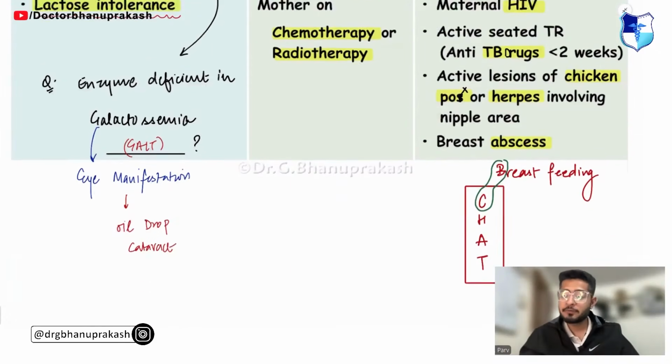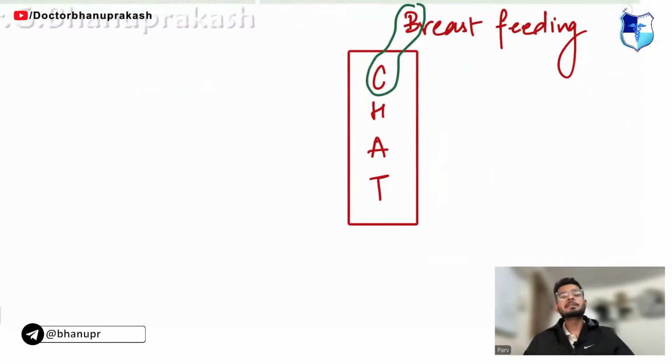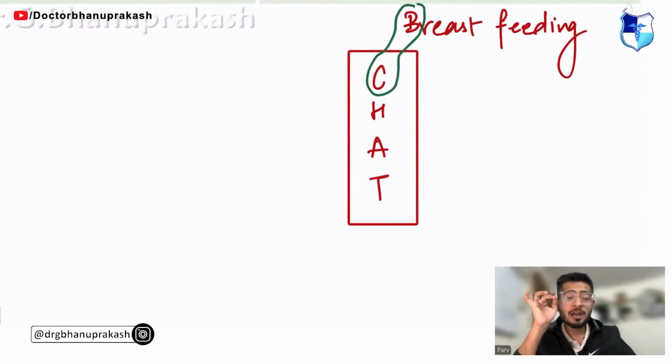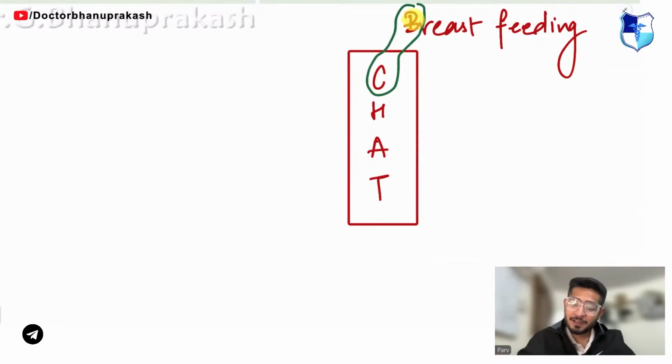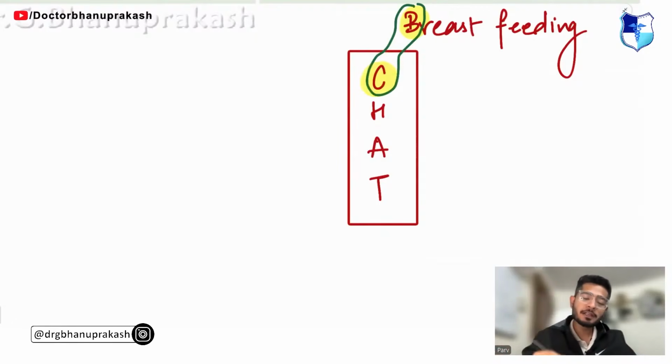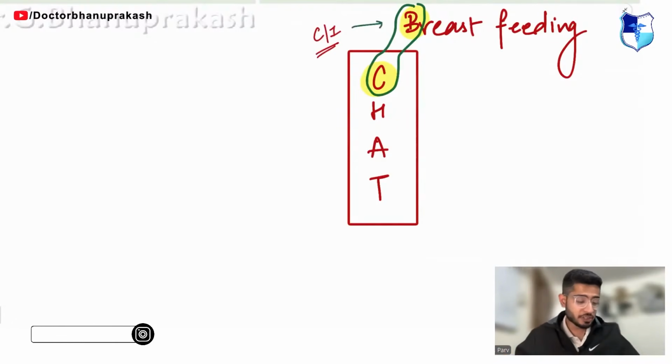But what are the relative contraindications? Please understand that breastfeeding, a mother should be advised: mother, if you want to breastfeed, please don't chit chat. Breastfeeding, and of course B and C come very close. The contraindications to breastfeeding can be remembered with this mnemonic of CHAT.